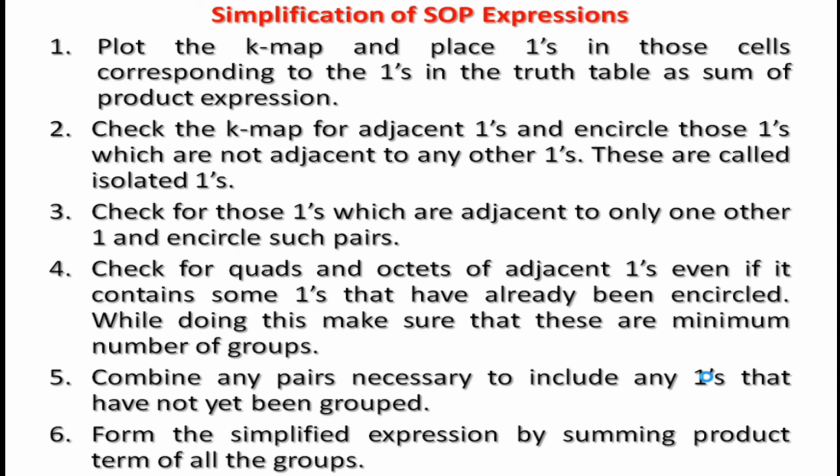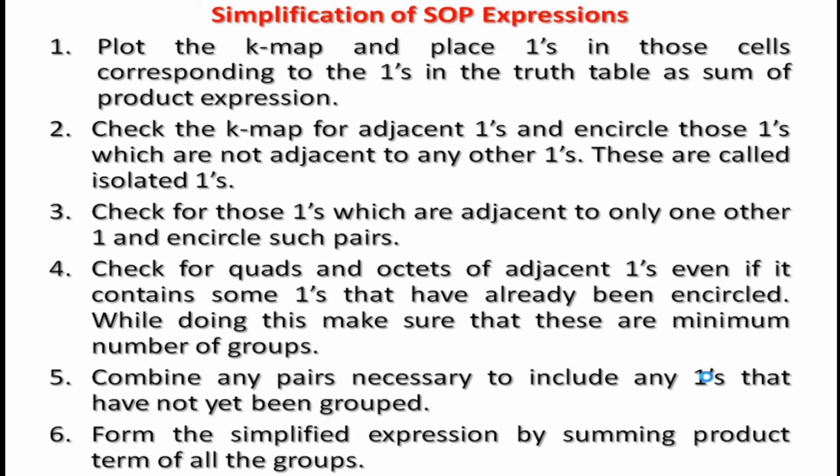Let us have a quick review of the procedure. First, plot the K-map and place the ones in those cells corresponding to the ones in the truth table as sum of product expression. Then check the K-map for adjacent ones and encircle those ones which do not have any adjacent ones. These are called isolated ones. Then you pair the ones with two ones which are adjacent. We call it a pair.